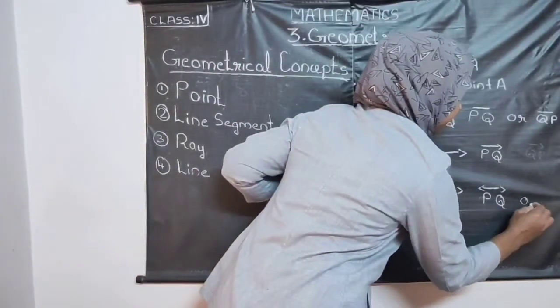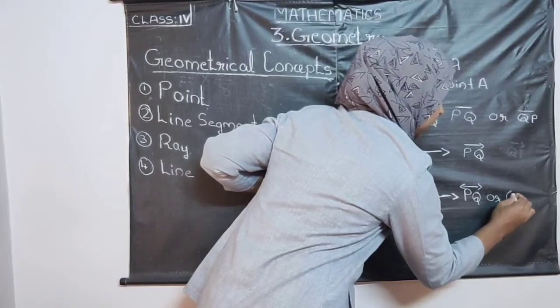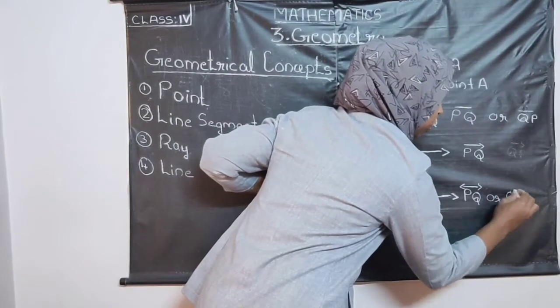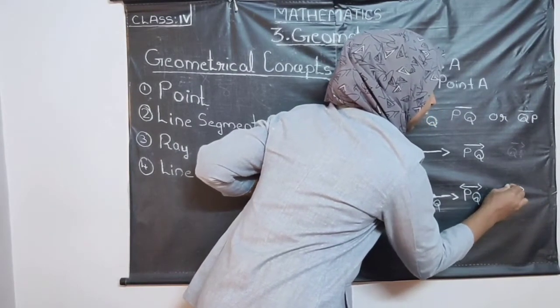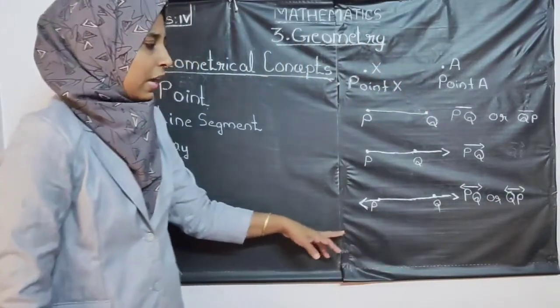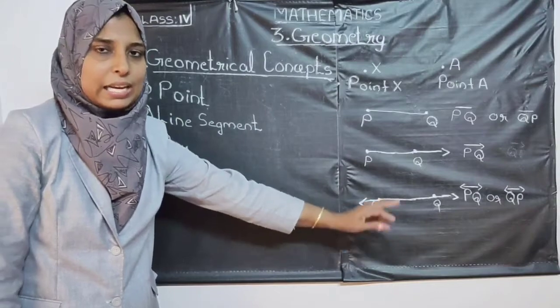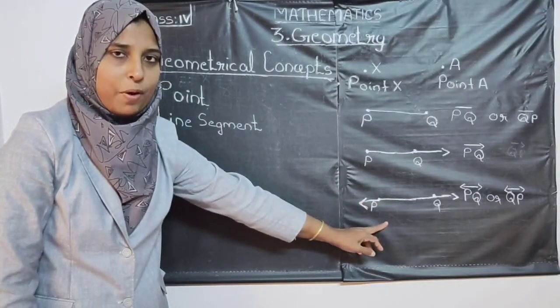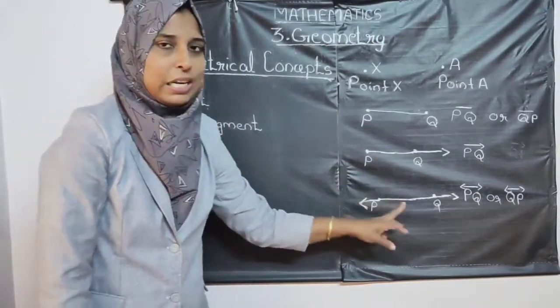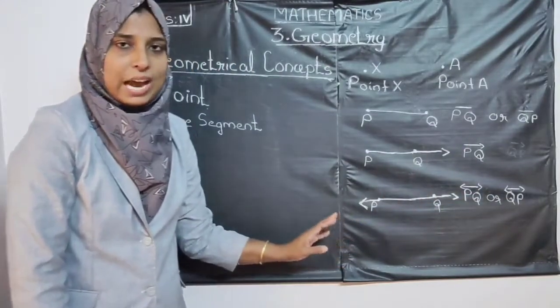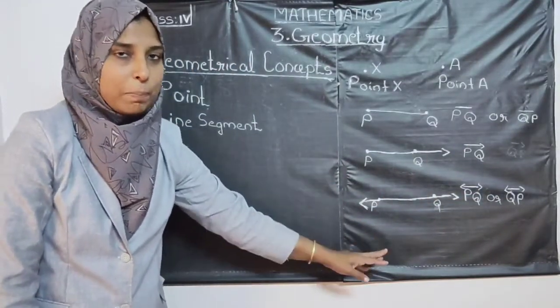For a line, we can denote the points as PQ or QP, with a straight line and 2 arrow marks over it. So this is a line. A line has no endpoints. It can be extended indefinitely on both the sides. It is endless. It cannot be measured.